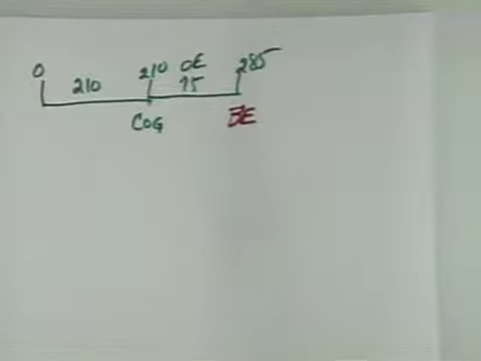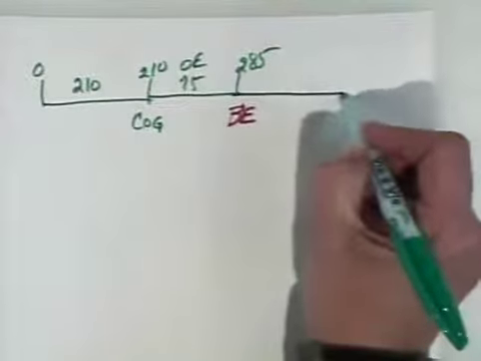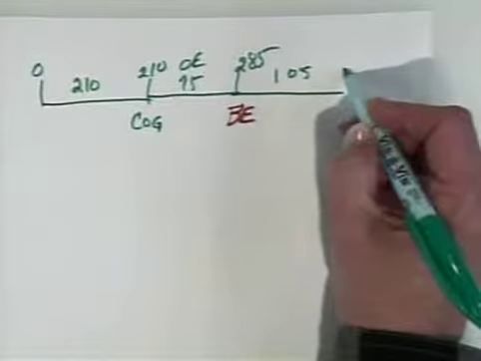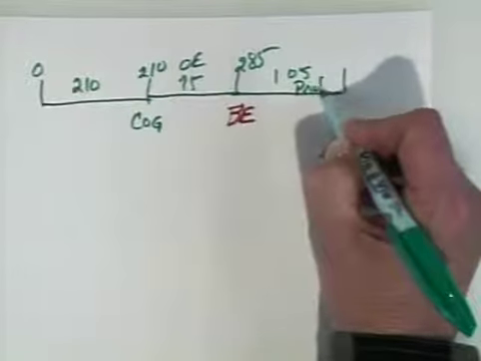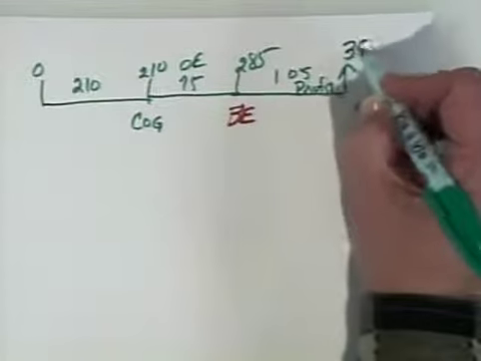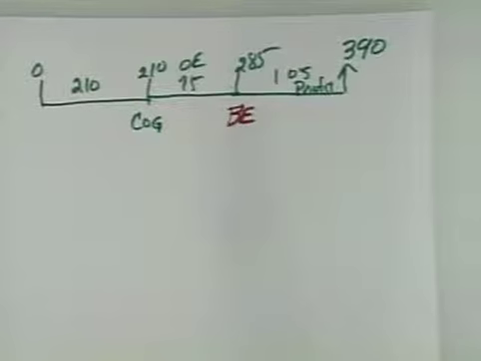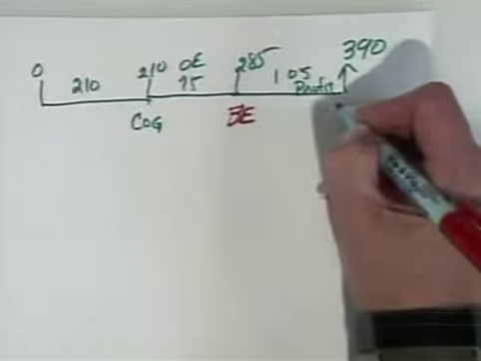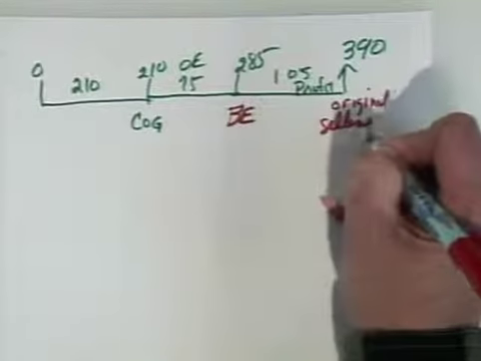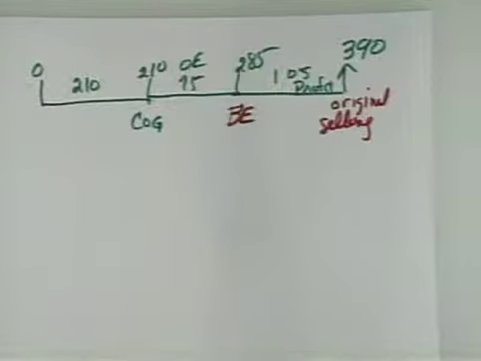Remember that from earlier in this chapter? That's the break-even point. After that, I added on another $105 for profit. Yes? When I add those together, what number do I come up with? 390. What do I call 390? The original selling price. And I'm going to put that down as original selling because it's an ugly chair and we're not going to sell it. Bad decision to buy it.